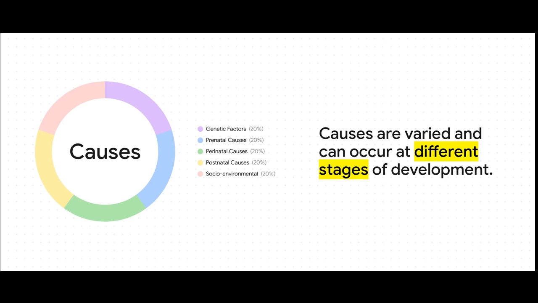Sometimes it's genetic, like with Down syndrome. Other times, things can happen before a baby is born or during birth. It could even be something that happens in early childhood, like a really bad illness or a serious injury. What this really drives home is that there's no single one-size-fits-all story. Every person's situation is unique, and that's exactly why care has to be so personalized.